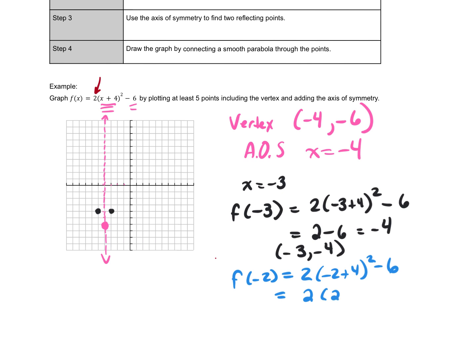Otherwise, we got 2 times 2 squared minus 6. It's 8 minus 6, which is 2. So -2, 2 is on my graph. So backwards 2, up 2, and then again the corresponding point over here. So now we have plenty of points to show what my parabola looks like.